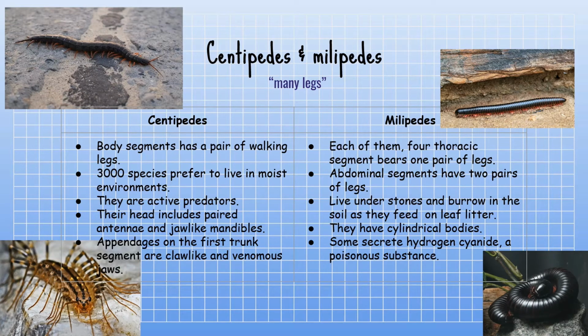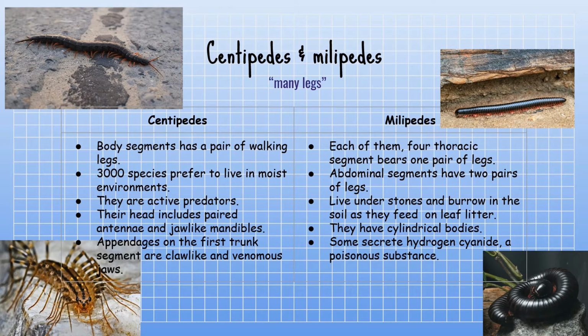First is centipedes. Each body segment has a pair of working legs. There are 3,000 species that prefer to live in moist environments. They are active predators. Their head includes a pair of antennae and jaw-like mandibles. Appendages on the first trunk segment are claw-like and venomous jaws.